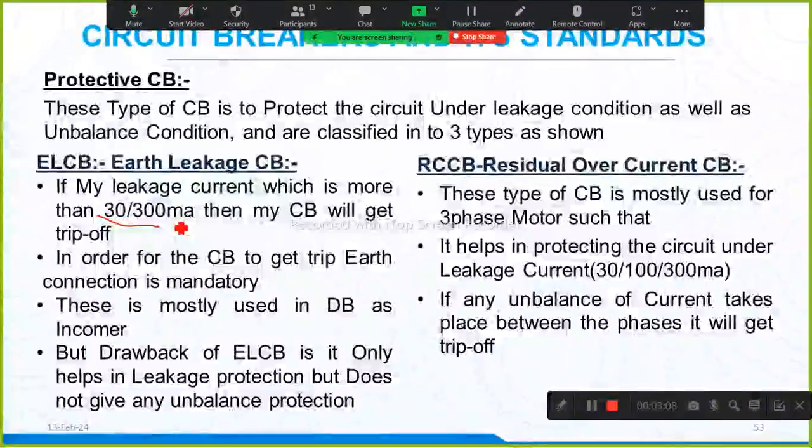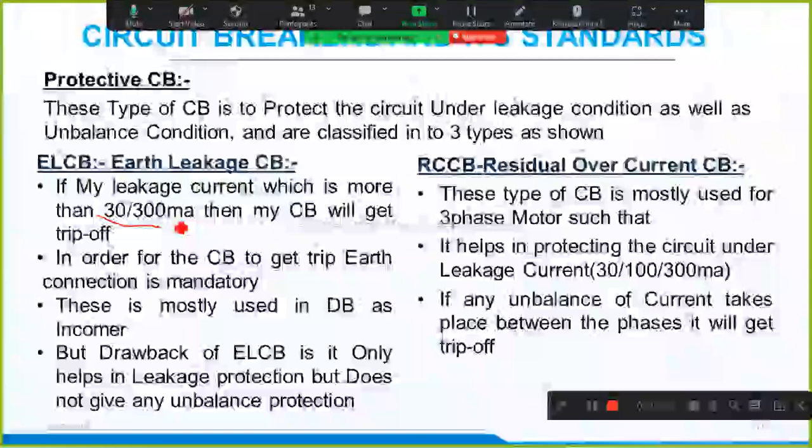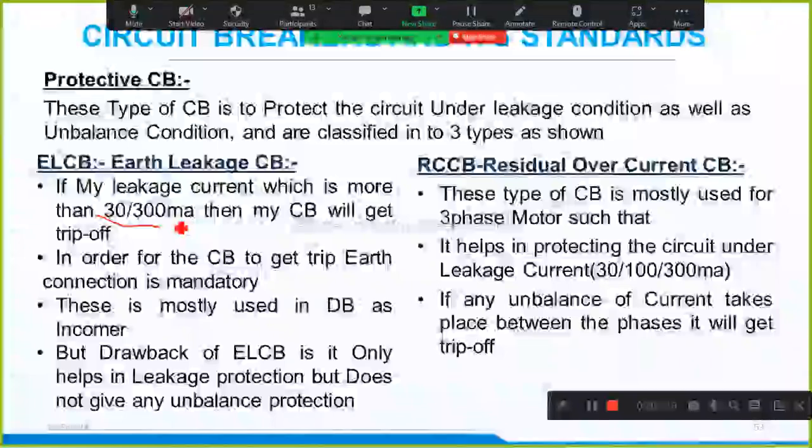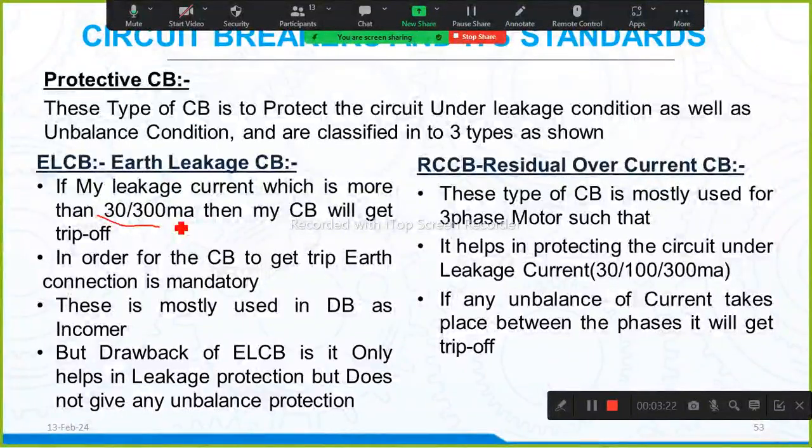If anywhere the cable insulation got cut, or inside the fan you have a winding, on the winding you have a varnish. If the varnish has gone, then at that time what happens? If the cable insulation got cut, the current starts leaking. If the current is leaking, then what happens, guys?